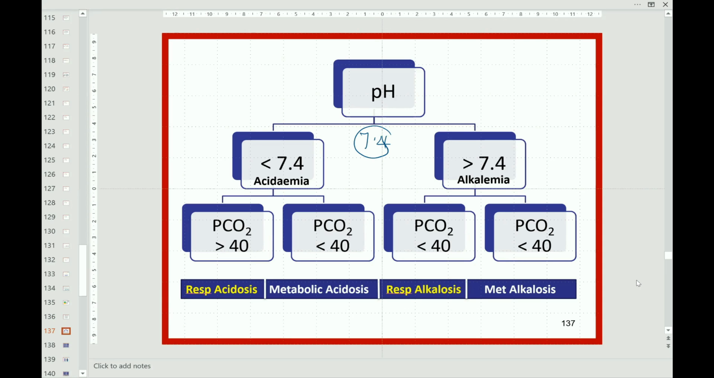Anything less than that is not acidosis but acidemia, because we are dealing with the blood. So acidemia, and more than 7.4 is alkalemia. Whether there is an environment of acidosis in the body is determined by the carbon dioxide and the bicarbonate. That we will know by looking at the other variables.